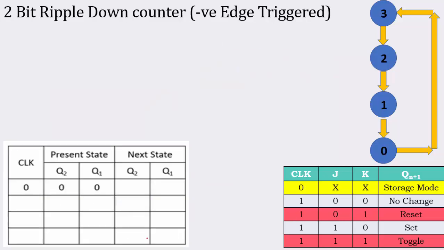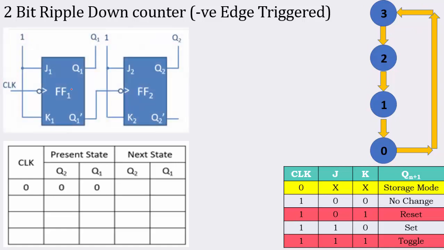Now for you I have also put a down counter example. It's a 2-bit down counter. What do you mean by down counter? Again 3 2 1 0, 3 2 1 0, 3 2 1 0. This is what we call a down counter. What are the things I have changed from the previous circuit? Instead of Q1, I have taken the Q1 bar input to this flip flop.